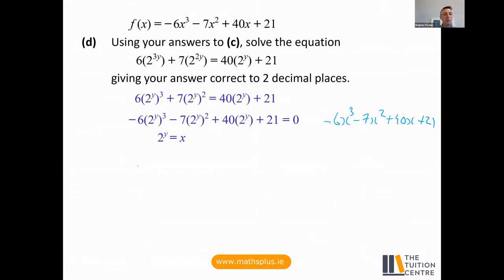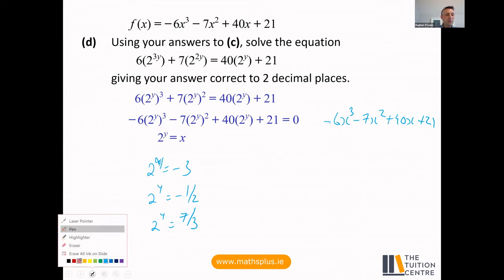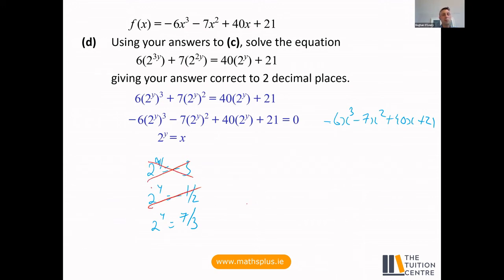So in that case, 2 to the power of y could be equal to minus 3, or 2 to the power of y could be equal to minus a half, or 2 to the power of y could be equal to 7 over 3. But a little bit of knowledge of indices would tell me that neither of those first 2 will work. The reason is that there's no number which I could sub in for y which would make 2 to that power equal to a negative number. So this is the only one I have to worry about here: 2 to the power of y equals 7 over 3.